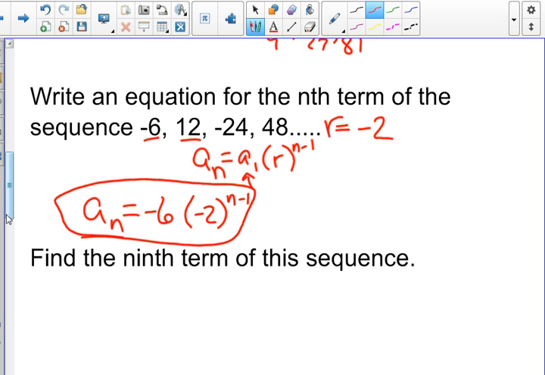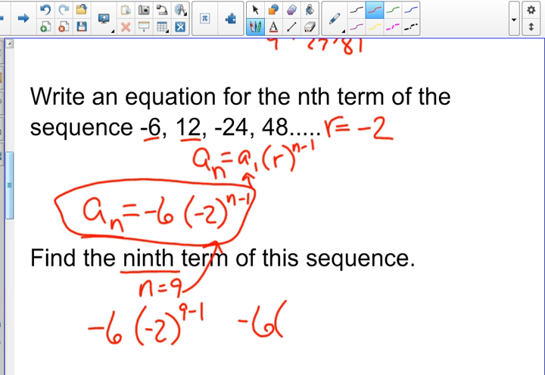So find the ninth term of this sequence, so n is equal to 9 in this case, so we're going to put 9 in here for our n. So it's -6, parentheses, -2, to the 9 minus 1. Well, 9 minus 1 is 8, so it's -6 times -2 to the 8th power. Then you figure out what -2 to the 8th power is. Now be careful with negatives. You have to put them in parentheses, or recall that anything to an even power is a positive number.